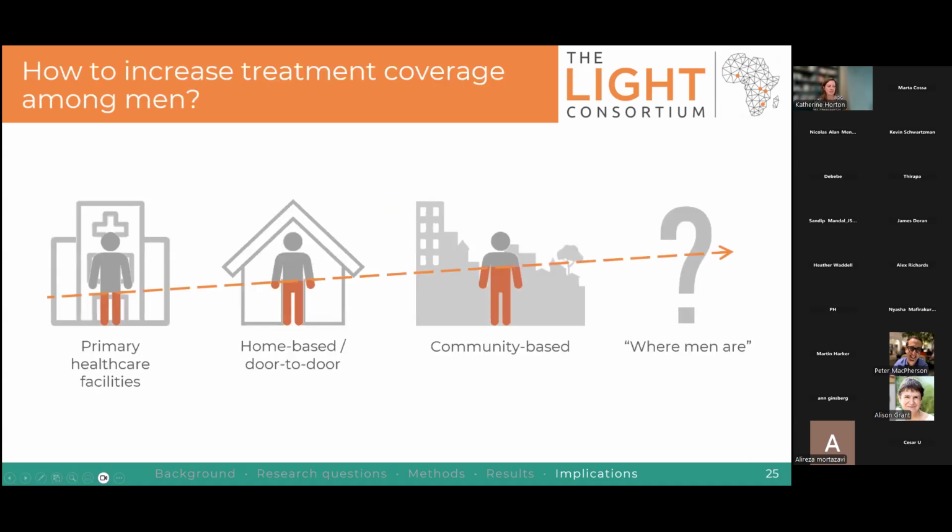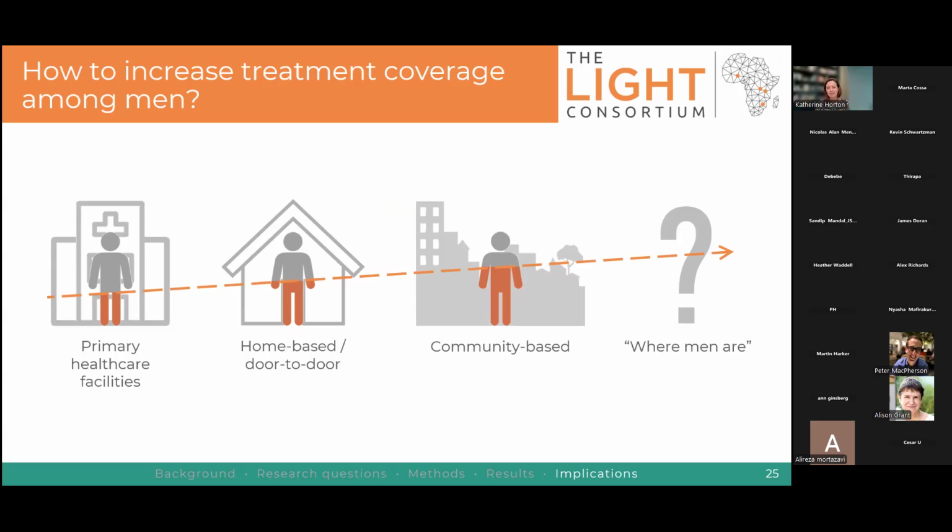But how do we do this? And I think this is a big question. So how do we increase treatment coverage among men? Just a very rough analysis of a few different studies shows very low presentation of men to primary health facilities. If we go door to door, you see slightly higher proportion of men who are reached, community-based even a bit higher.